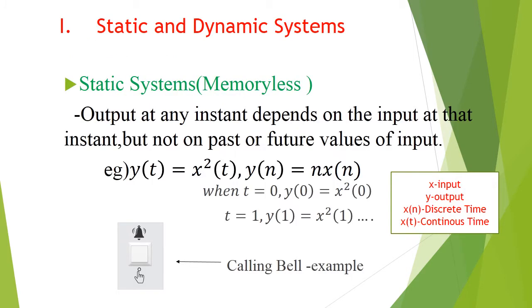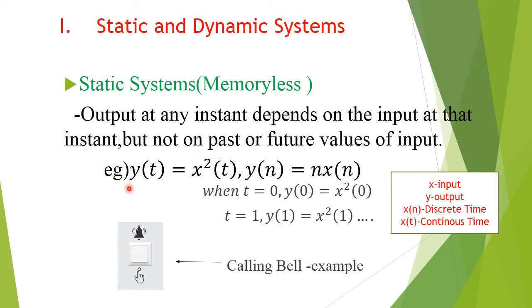So now we are going to see what is meant by static and dynamic system. So static system means it is memoryless. Why we are saying it is memoryless means here the output of the system depends only on the present input. It does not depend on the previous input or the future inputs. So it depends only on the present input. So that only we are saying it is memoryless. It does not have any memory.